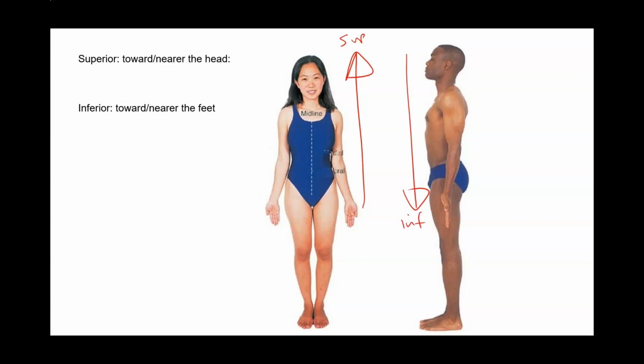So the nose would be superior to the mouth. And the chin would be inferior to the mouth. Oftentimes when we use these terms, as you can see, we can use them when we compare the position of one body part relative to another. They can also be used in an absolute sense. For example, the forehead is located superiorly.